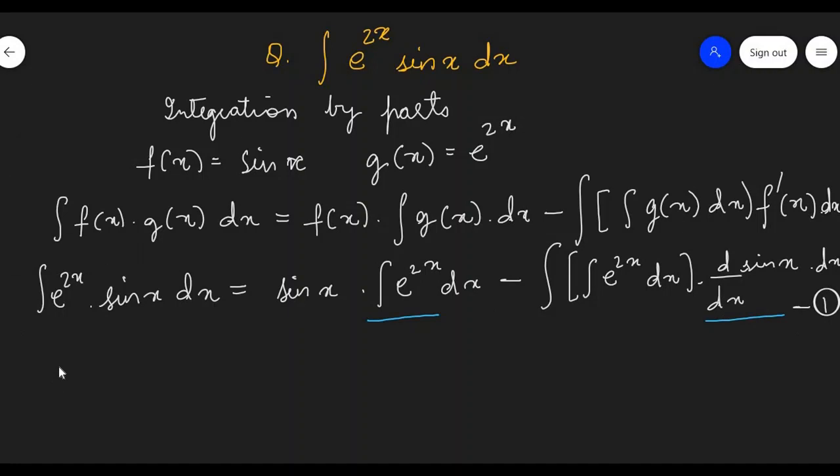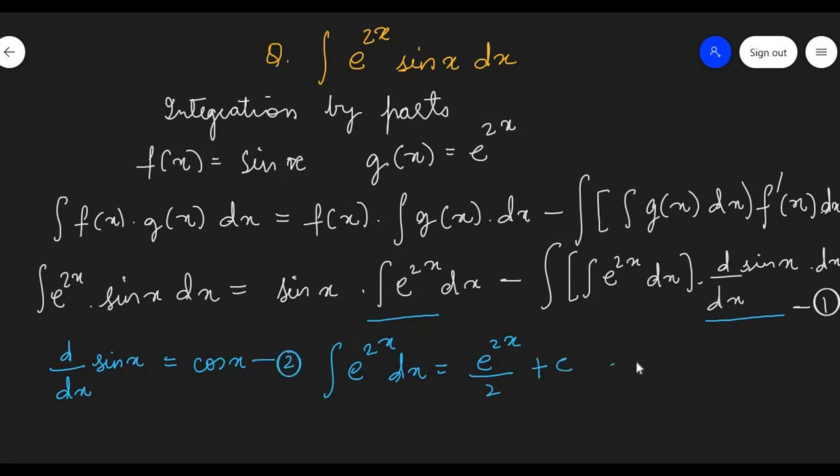Now we know d by dx of sin x is equal to cos x. And integration of e raised to 2x. So we know integration of e raised to x is e raised to x only. But here instead of x we have 2x. So you can use integration by substitution. So you're going to get e raised to 2x upon 2 plus c. So let's call this as equation number 2 and this as equation number 3.